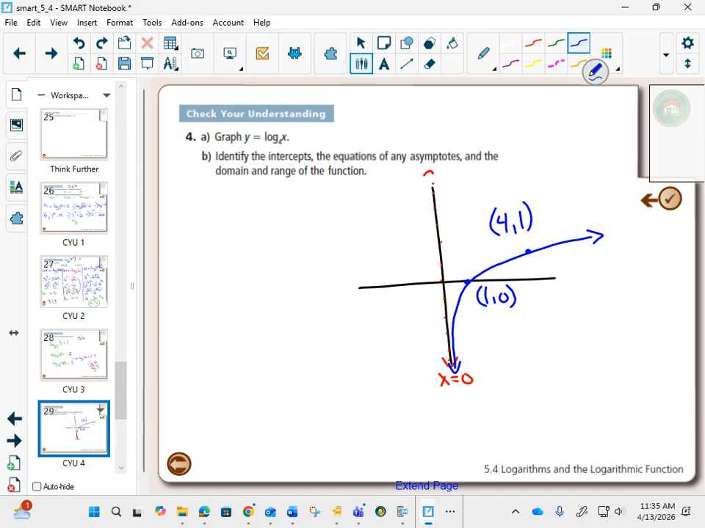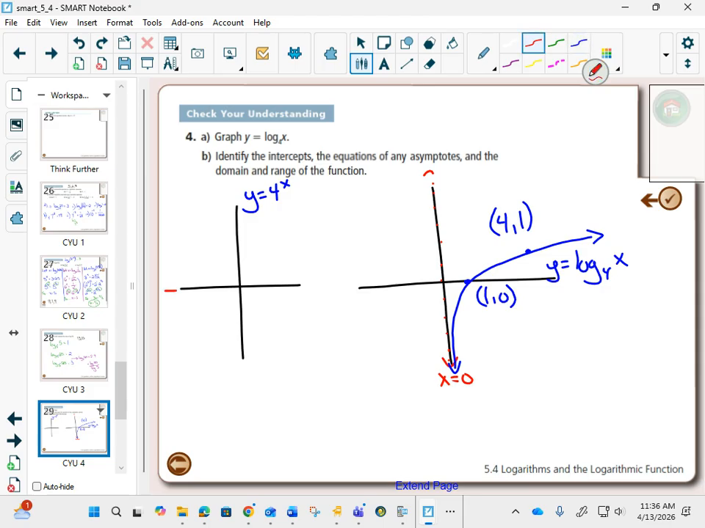Now, why does every log graph have this? Well, you already learned every exponential graph. If this is log base 4 of x, y equals log base 4 of x, that's going to be the inverse of y equals 4 to the x. So let's review how you graph y equals 4 to the x.